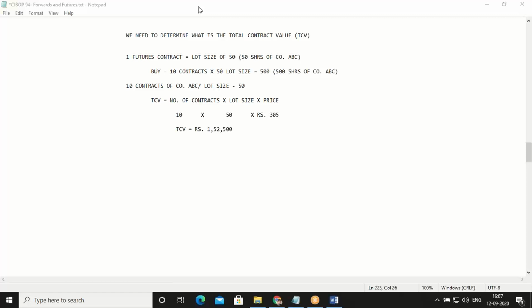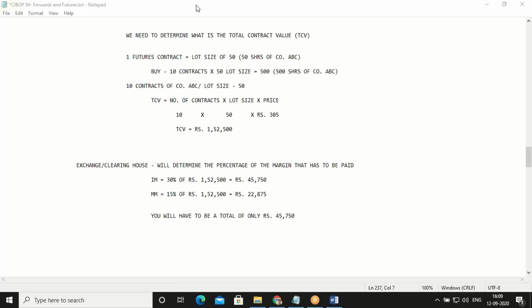Okay. So now, since you don't have 1.5 lakhs, this is where the idea of margins comes into the picture. Now, it's the clearinghouse and the exchange that will determine how much margin you have to pay to enter into a futures contract. It is standardized, meaning that everybody in the market will have to pay the same percentage. It's the clearinghouse that is going to tell you how much initial margin you have to pay.